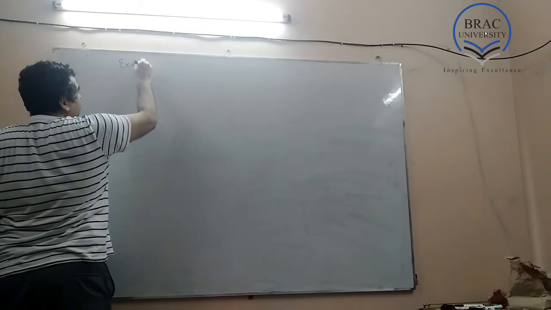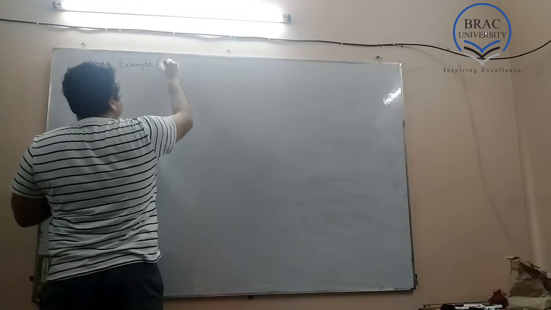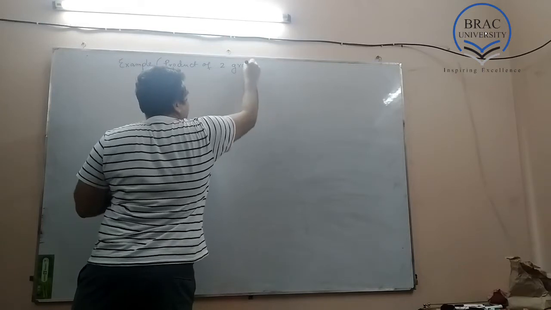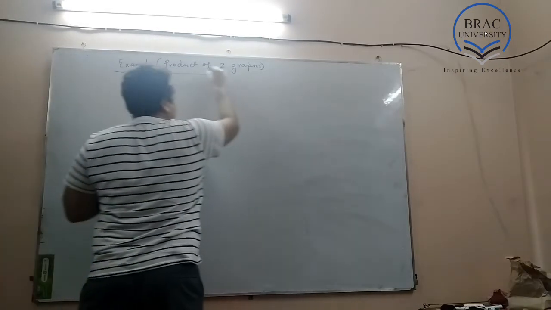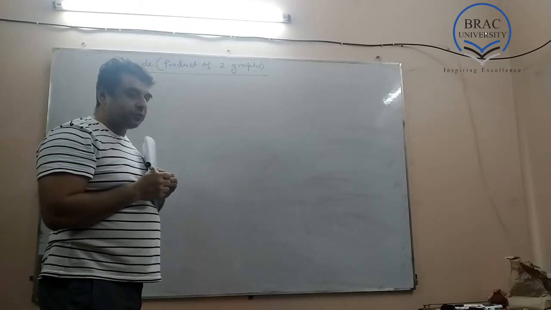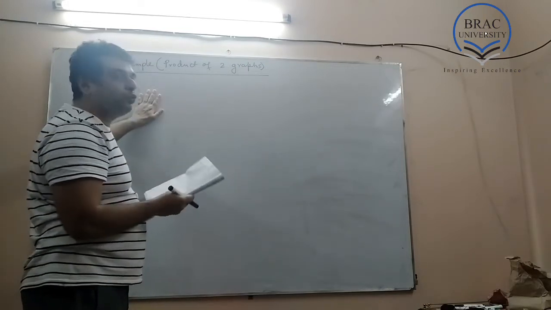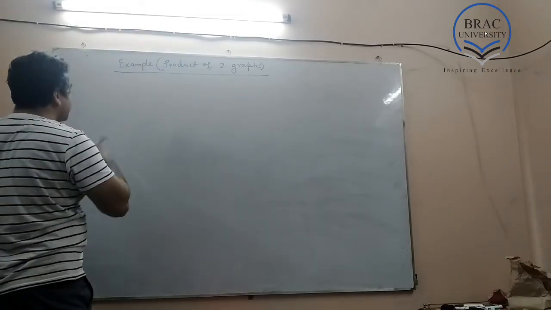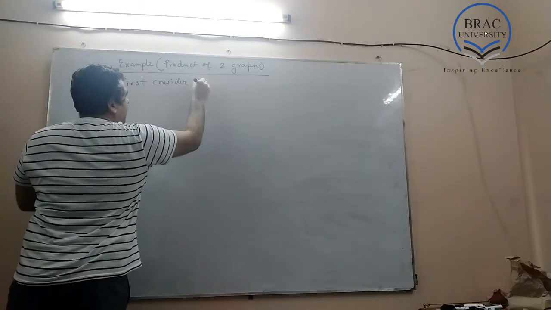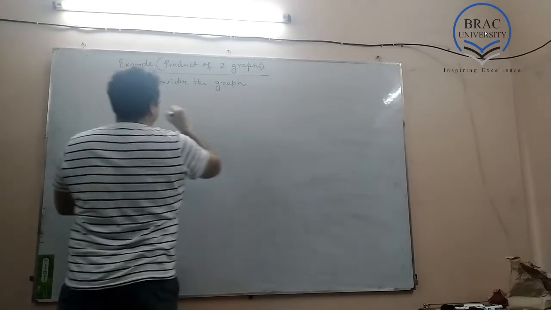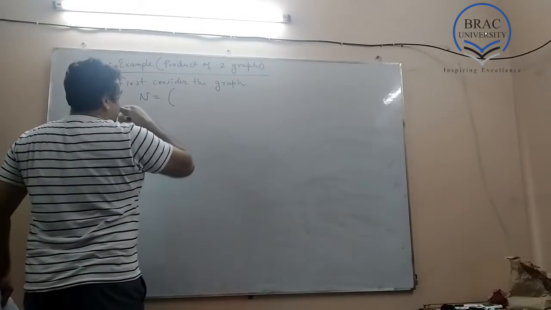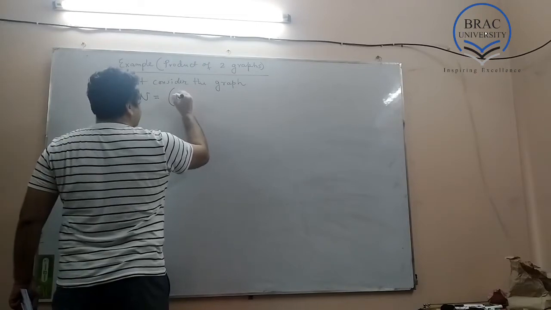Example where we discuss product of two graphs. So it makes sense to have two graphs, to have a product of two graphs. So let us introduce those two graphs first. First, consider the graph denoted by n, for which the set of vertices is the set of whole numbers.